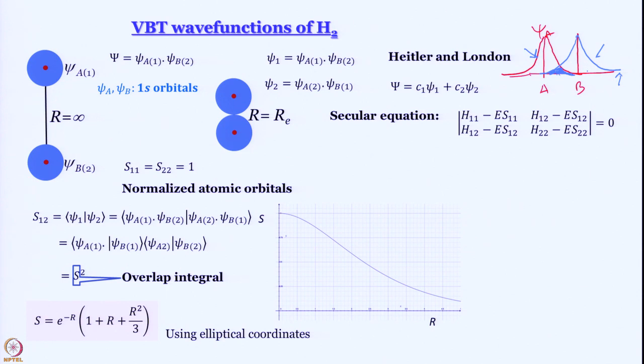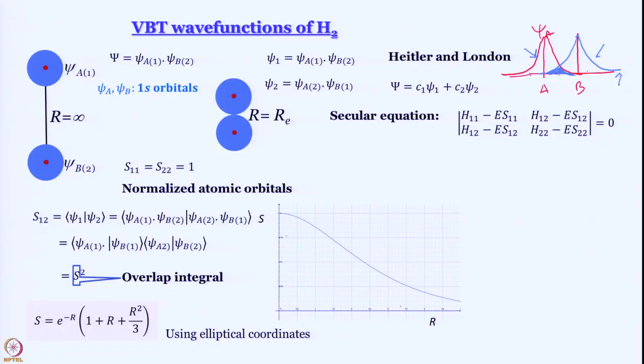In the assignments, we are going to have several such exercises where we will give you different kinds of orbitals and ask you to work out how the overlap integral varies as a function of internuclear separation, and you will see you will not get this kind of a variation always, okay, but that you work out in the assignments.